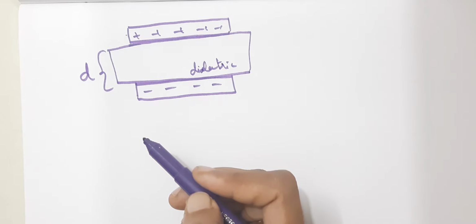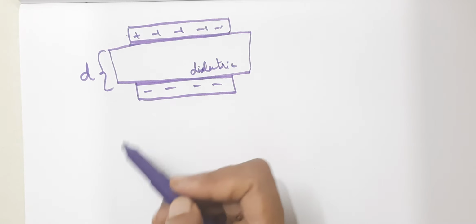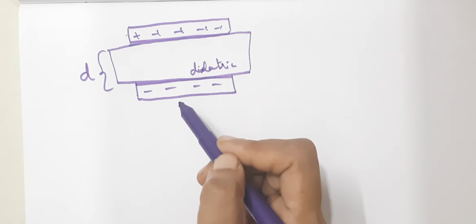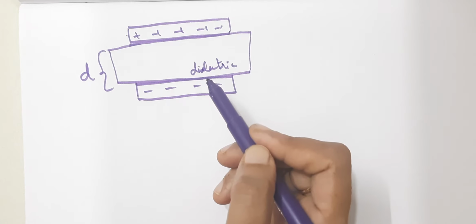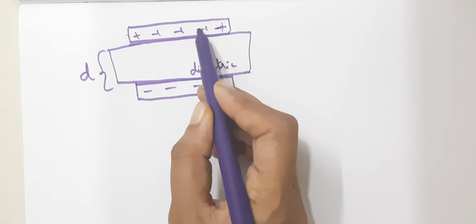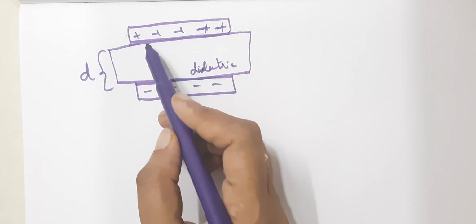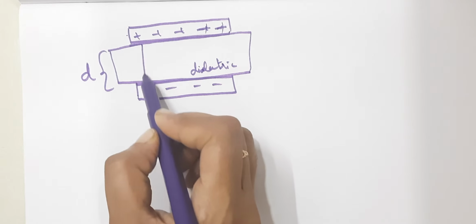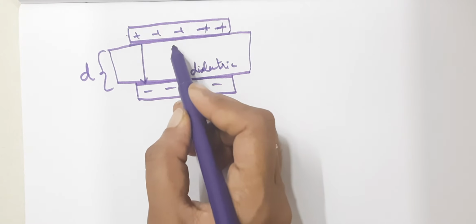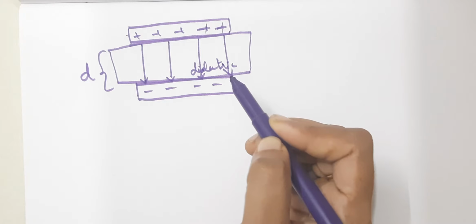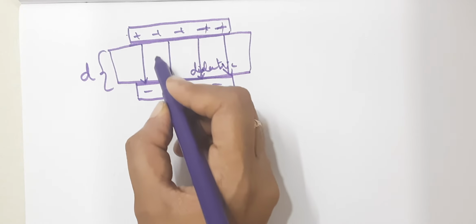Now what will happen when we introduce a dielectric between these two parallel plates? It will decrease the electric field because it is a non-conducting material. So we have to draw the electric field lines here with fewer lines than the previous number. This electric field we can consider as E vector.